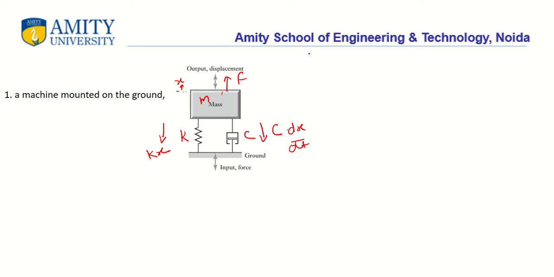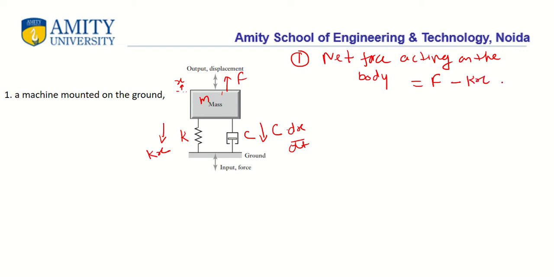Now our first step is to find the net force acting on the body. That is equal to F minus kx minus c dx by dt.